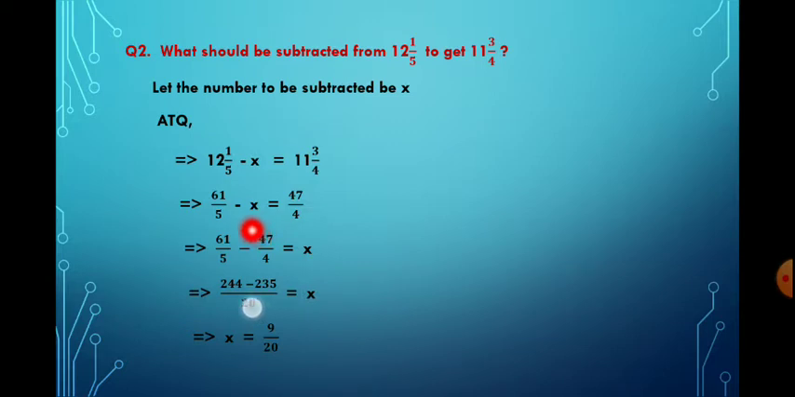Now this x is negative, so bring it to the right hand side, it will become positive, and we will transpose this 47/4 to the other side. So 61/5 minus 47/4 equals x. Taking the LCM as 20, so 61 multiplied by 4 is 244 minus 47 multiplied by 5 is 235. So therefore x is equal to 9/20.